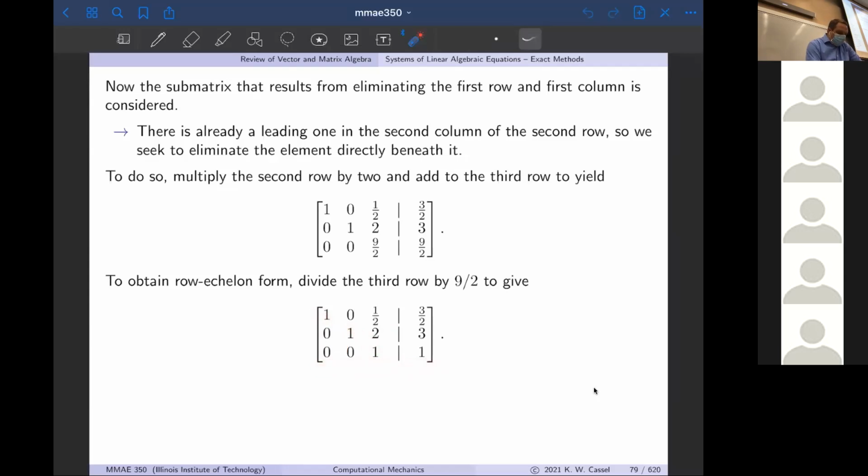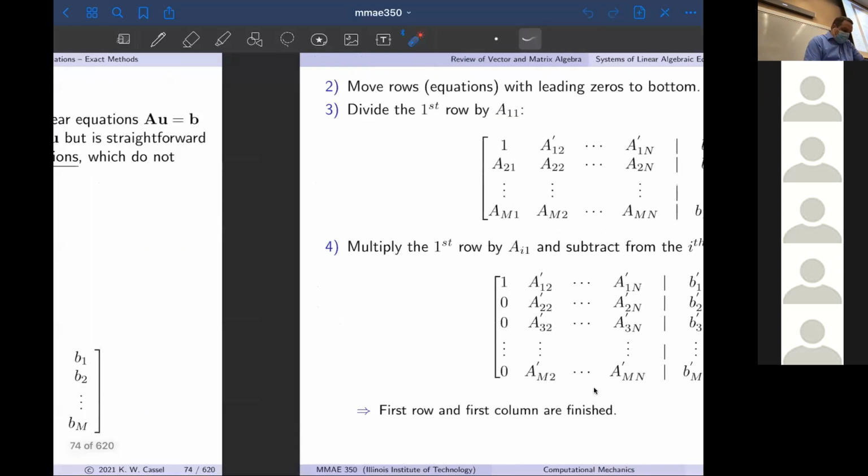If I know u3, then I can back substitute that result into the second equation, which says that 0 times u1 plus 1 times u2 plus 2 times u3 is equal to 3. But I already know what u3 is, so I can now solve for u2. And then from u2 and u3, I can now solve for u1. So we're doing back substitution, getting the solution for u3, back substituting to get u2, back substituting to get u1. Okay, so that's why we want to get it in that row echelon form.